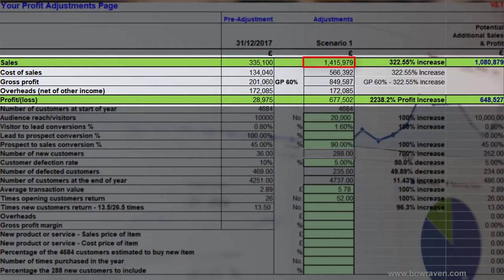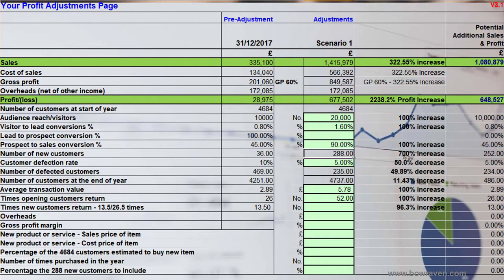And that's an increase of 322%, or in pound terms, £1 million. We've also taken our net profit from 28,000, or just under 29,000, to 677,000, which is over a £648,000 increase.